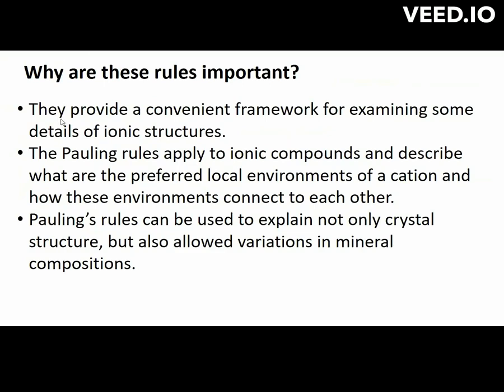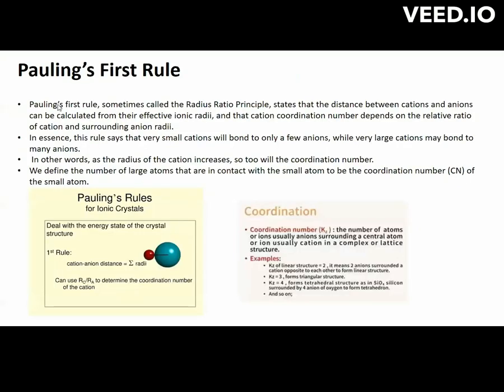So basically, why are these rules so important? They are important because they provide a convenient framework for examining some details of ionic structures. They are also important because they apply to ionic compounds and describe the preferred local environments of a cation and how these environments connect to each other. They are also important because these rules can be used to explain not only crystal structures but also the variation in mineral composition. Now let's start with the first rule.